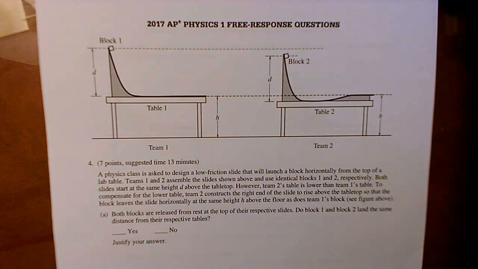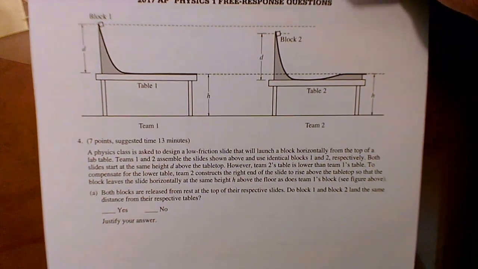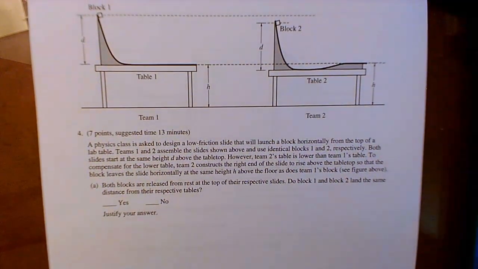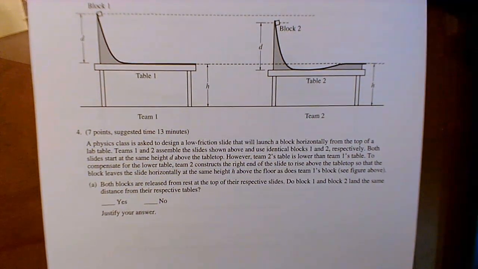Question: both blocks are released from rest at the top of their respective slides. Do block 1 and 2 land at the same distance from their respective tables? Yes or no? Even if we get the yes or no right, if our justification is incorrect, we don't get any points.